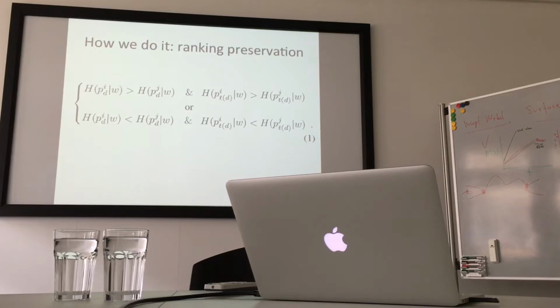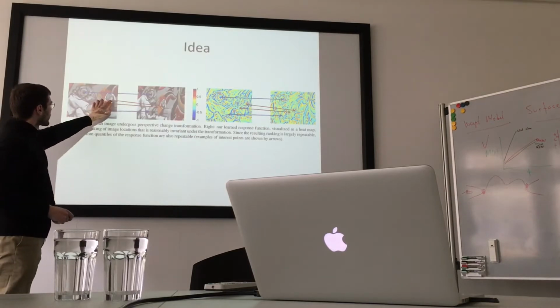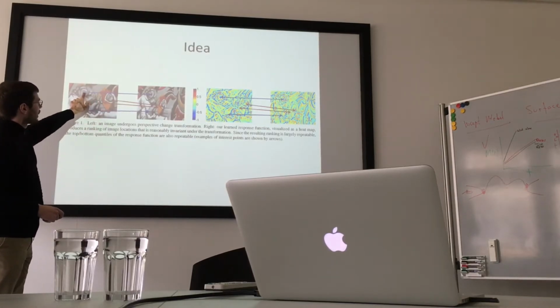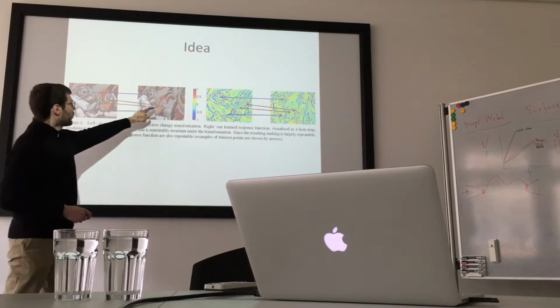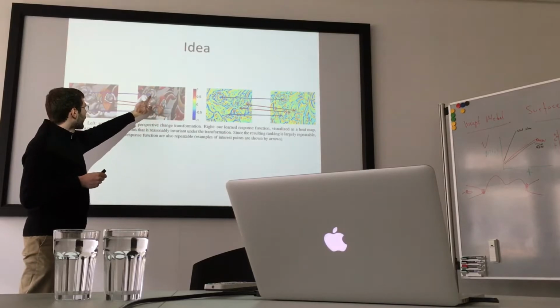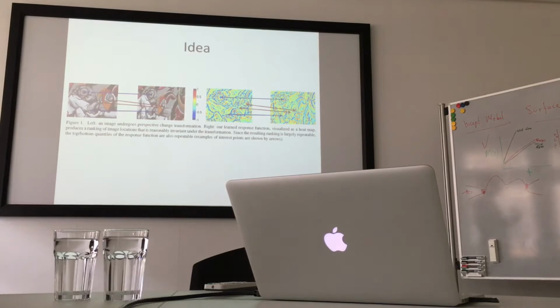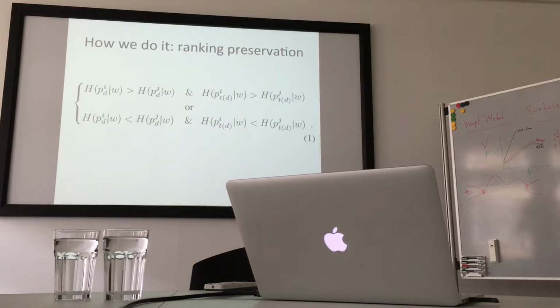Now, how do we encode this ranking preservation condition? So again, what did I mean? If this point is ranked higher than this point in the left image, we want the corresponding point here, and that's where correspondences come into play, to be ranked higher than this point in the right image. So it's based on two pairs of corresponding points. Now, this condition can be represented as written here.